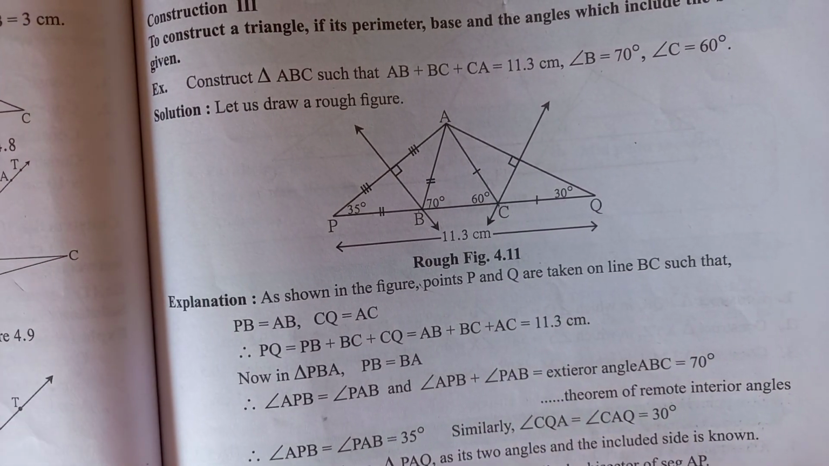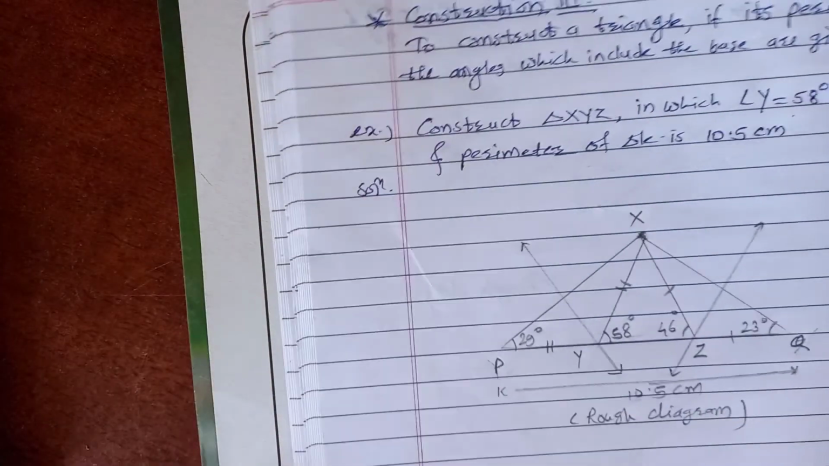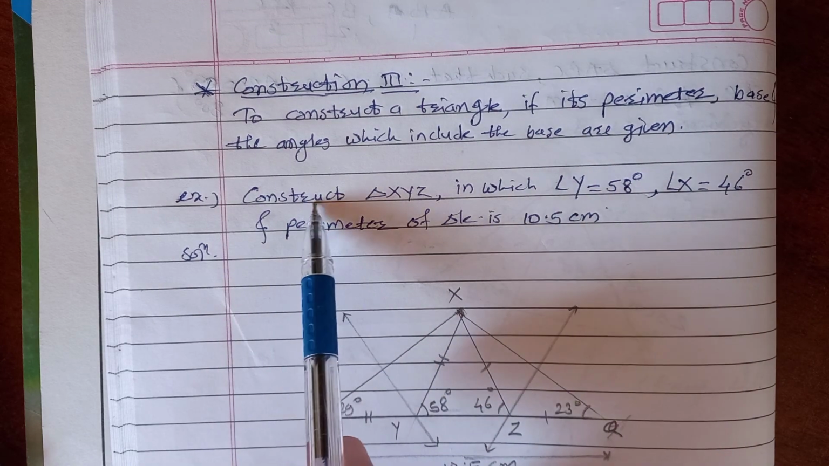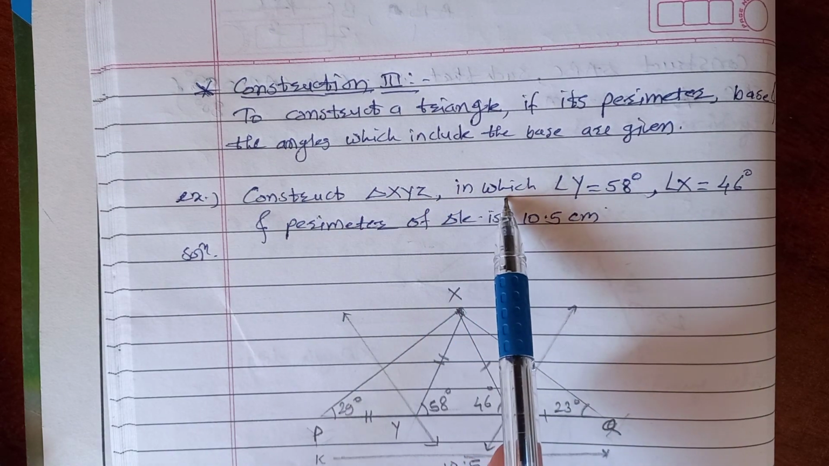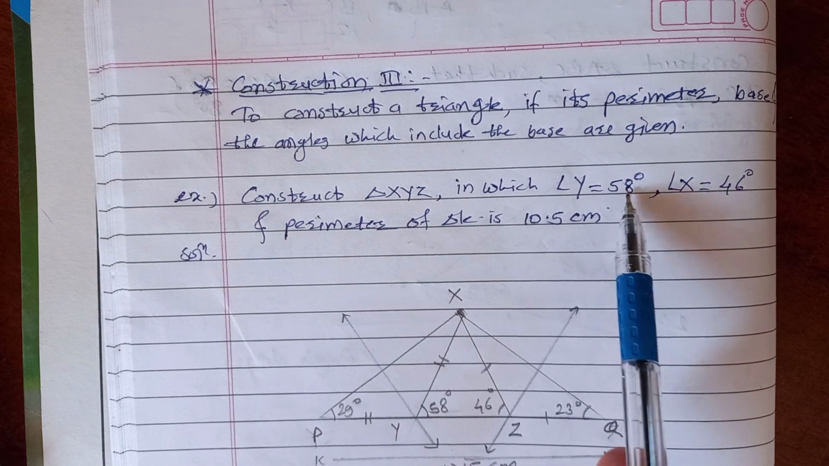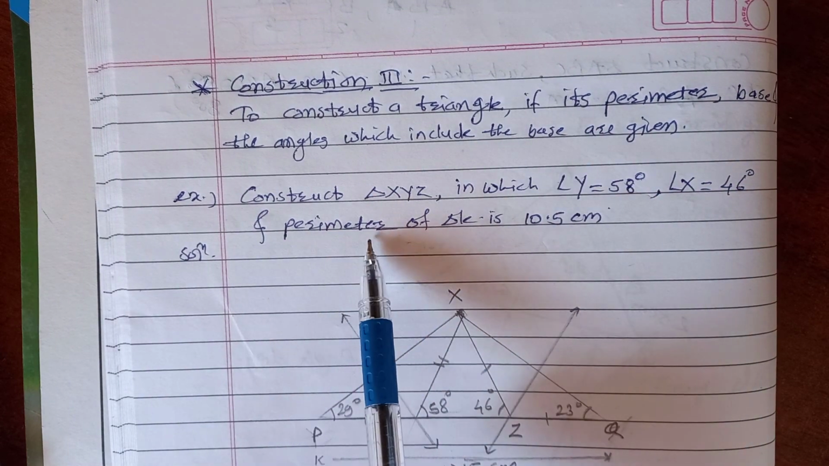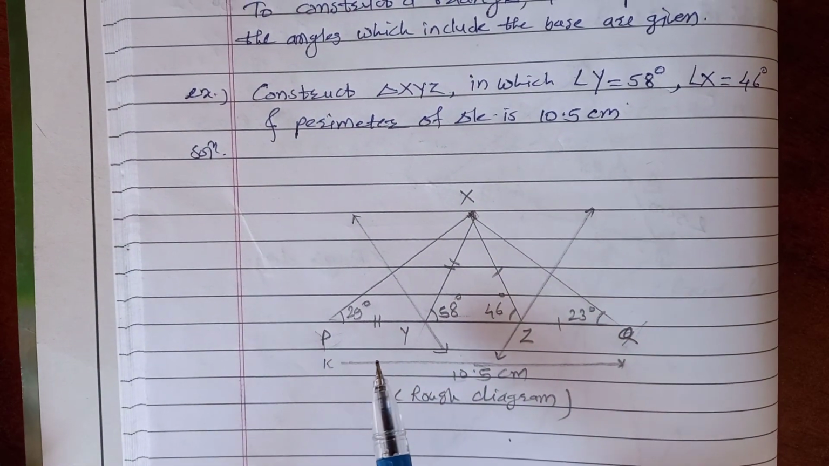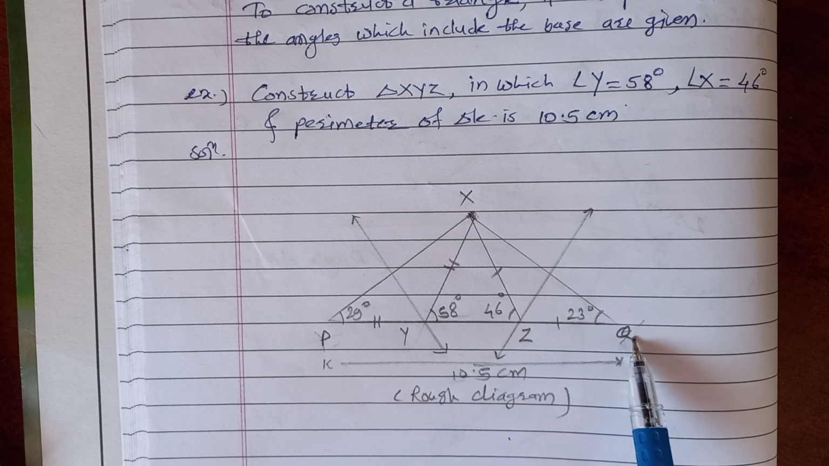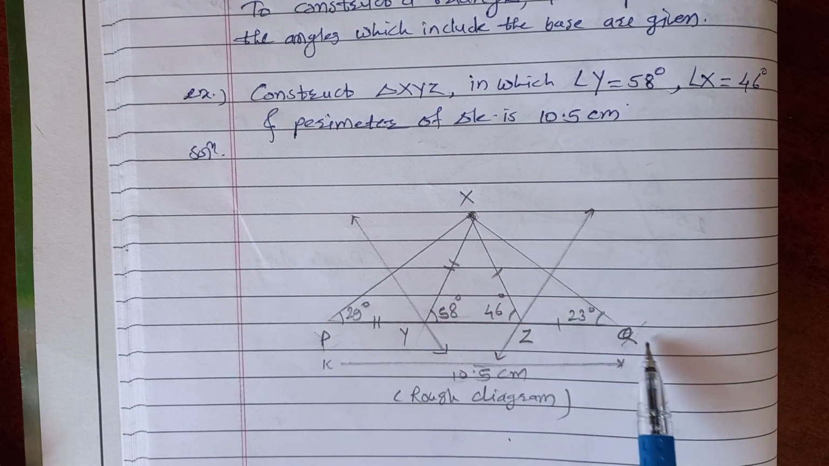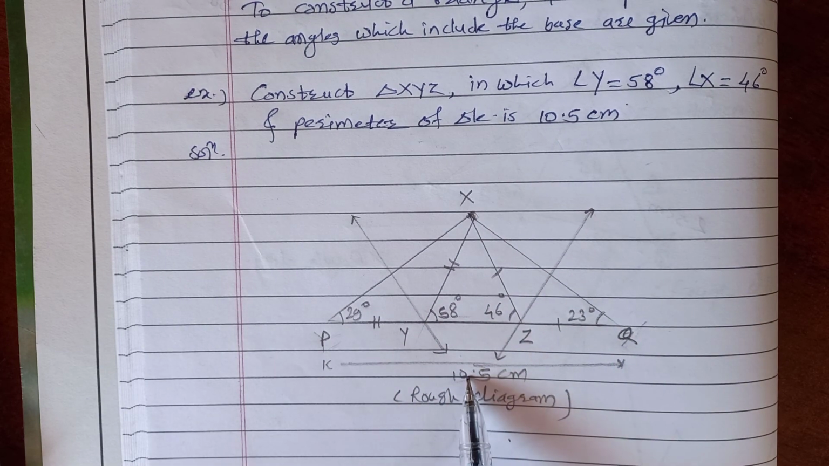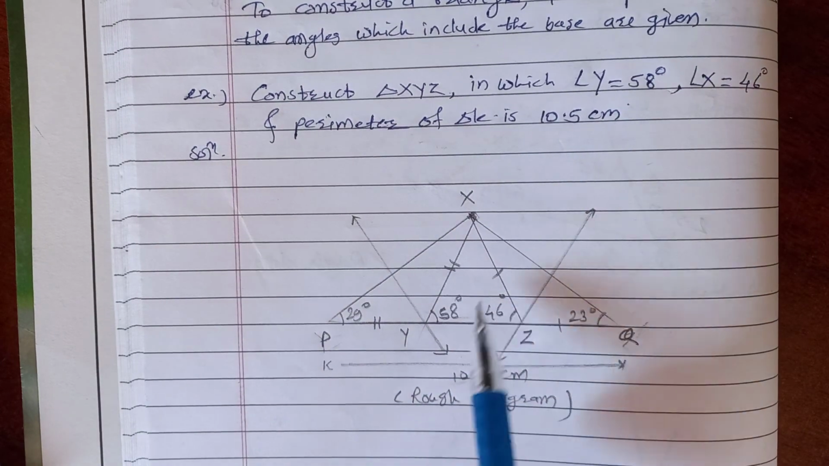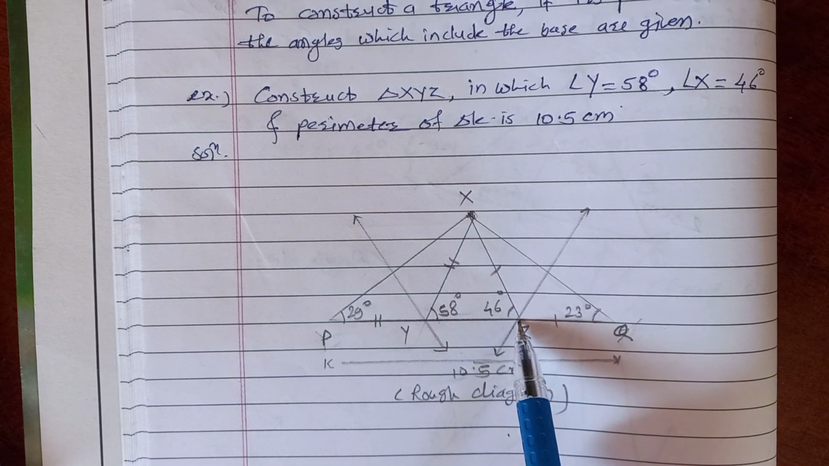So now we will see the actual construction. This is the example. We take one example: construct triangle XYZ in which angle Y is 58 degrees, angle X is 46 degrees, and the perimeter of the triangle is 10.5. Using this information, we drew one rough diagram. This is PQ, the name of the triangle is XYZ, and the total length, which is the perimeter, is 10.5. We know this angle Y is 58 and this is 46.